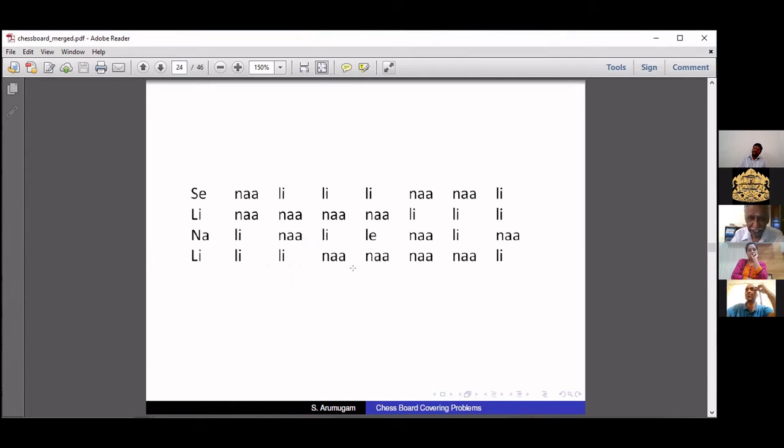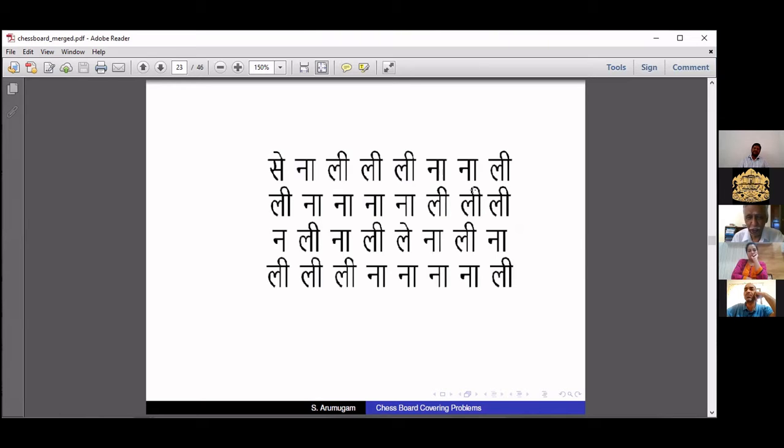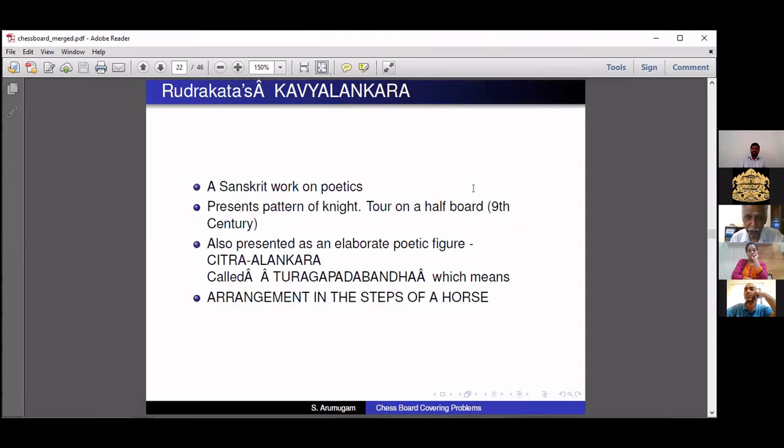I'll put the same thing in an understandable form, and this poem gives a solution to the Hamiltonian problem of the knight. What the poem says is, you can read the first row of the poem by following the knight's movement. Say I have to go to na, so you come here. Then from there you have to go to li, you come here. And from that, you have to go to another li, you go like that. So the first row can be read using the horse movement. Similarly, the second row can be read using the horse movement. Then combine them, you get the solution for the half board. Then combine again, and you get the solution for the whole board.